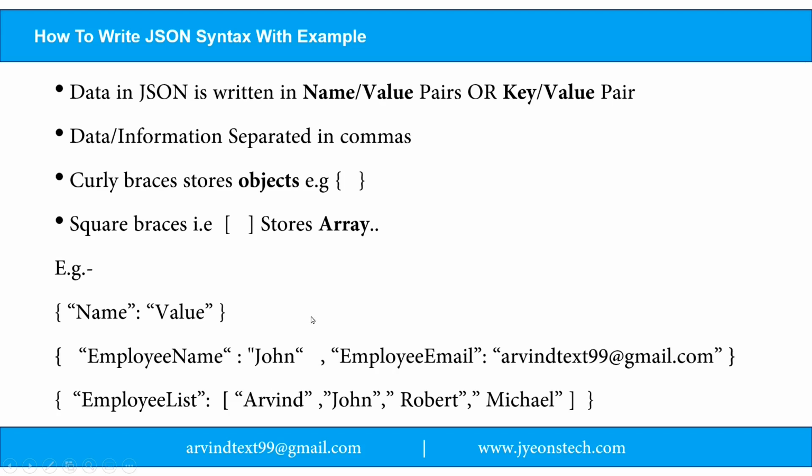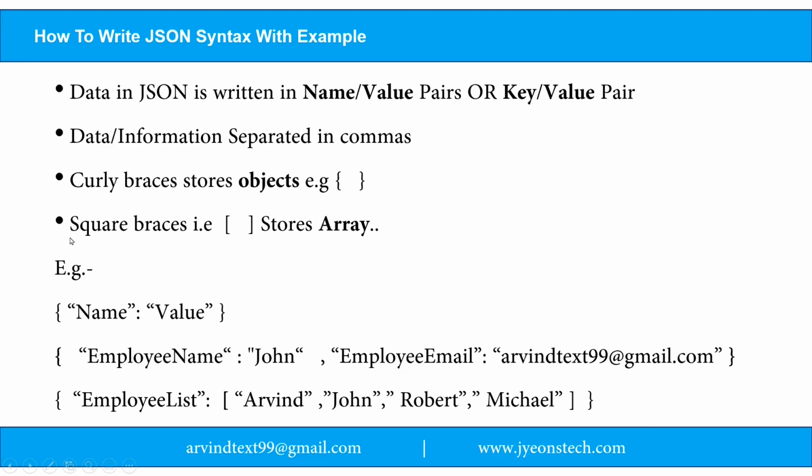Comma means the second point: data or information is separated by commas. Just put the comma and then the second piece of information comes after the comma. That is employee email, and then write the email ID. So these two pieces of information are separated by a comma. So the three points are clear.